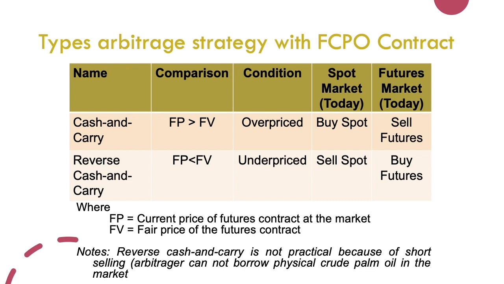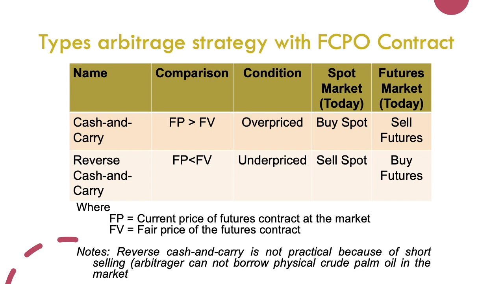Types of arbitrage strategy with FCPO contract. So we have two types of strategy, cash and carry strategy and reverse cash and carry strategy. So we use the cash and carry strategy when we find that the market is in an overpriced condition. Reverse cash and carry we use when the market is in an underpriced condition.